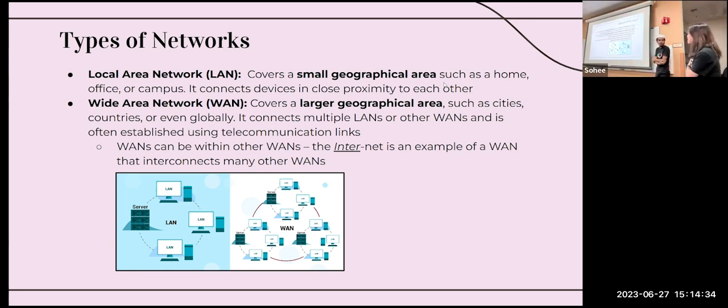Just going off what Nasir said, a wide area network is basically just a group of networks. An example is the internet, because it interconnects many other WANs, which in turn connect other LANs.